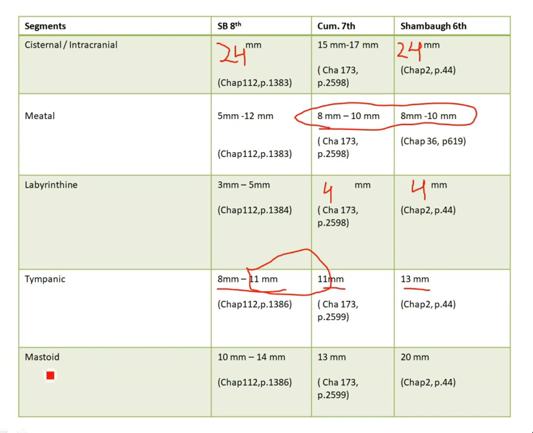Similarly, the mastoid segment or the vertical segment is explained differently. The Shambaugh 6th edition is quite out of proportion compared to the others. Scott Brown 8th mentions it to be 10 to 14 millimeters, whereas Cummings mentions it to be 13 millimeters in length. Since 13 falls in this range, the safe choice should be 13. So this is all about the different lengths of segments in different textbooks. Next slide.